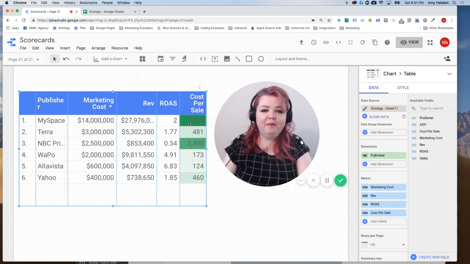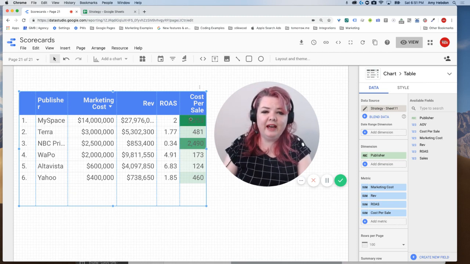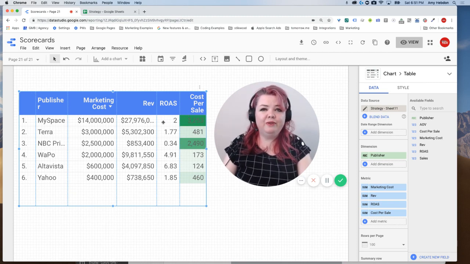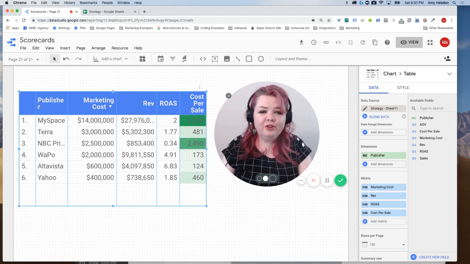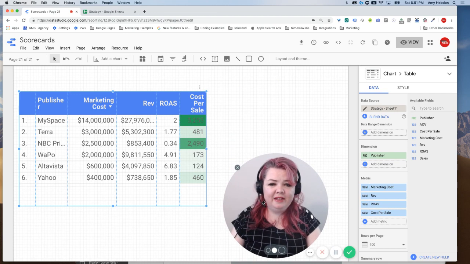But if we were to stop here, we also would not get a very complete picture, because now we're just looking at what it costs to drive the sale. We're not looking at the relationship between the cost of driving that sale and also the revenue from that sale. So what I have done is I calculated the actual sales that were driven. If we take the cost per sale and the marketing cost, we can figure out the sales. And so we'll go ahead and include that.